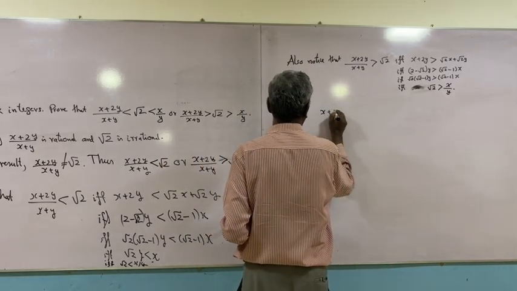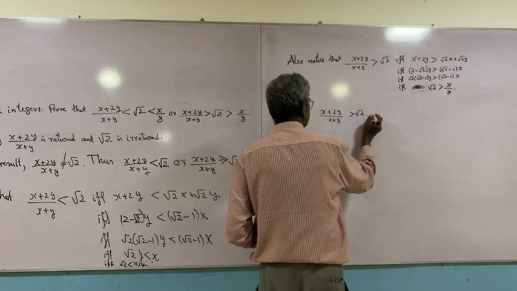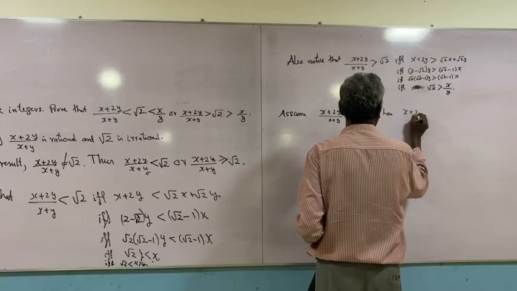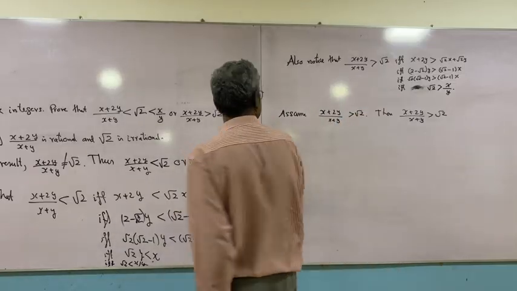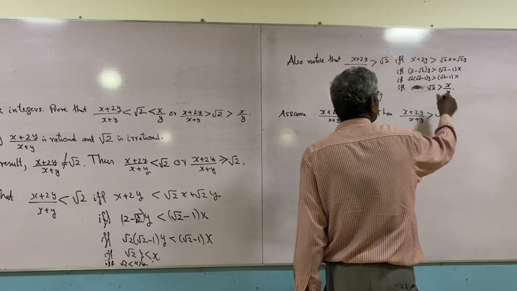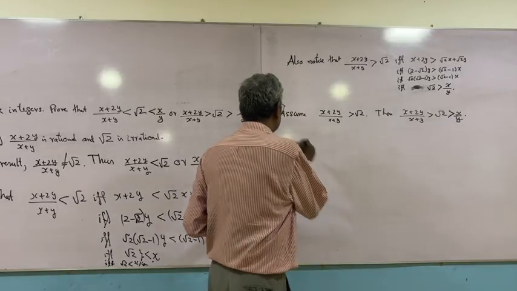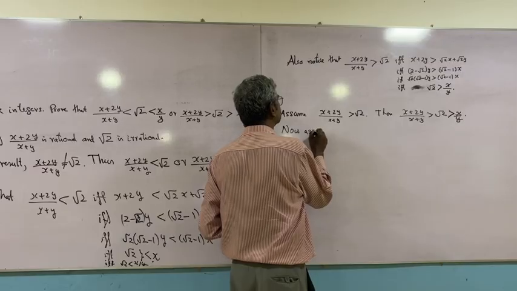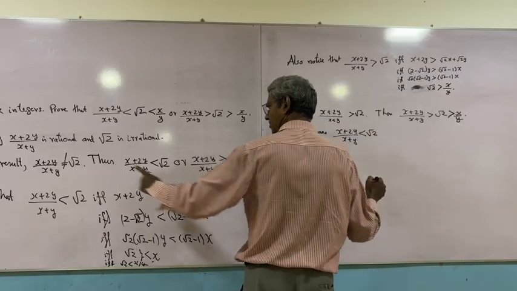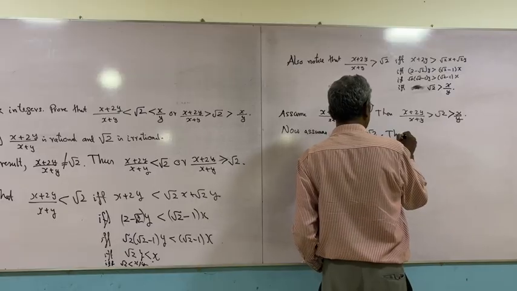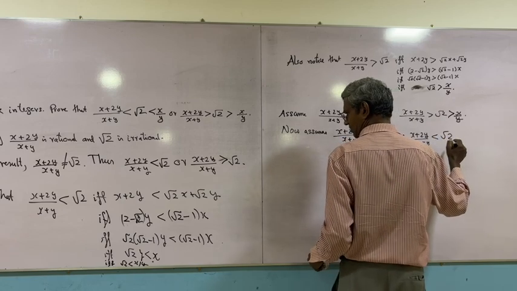Assume (x + 2y)/(x + y) > root 2. Then in this case, root 2 > x over y. Assume this, then that. Now assume (x + 2y)/(x + y) < root 2, like here, then (x + 2y)/(x + y) < root 2 < x over y.